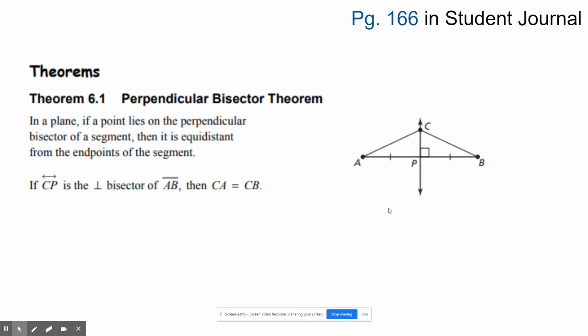So in our exploration, we discovered that if a point lies on the perpendicular bisector of a segment, then it is equidistant, which means the same distance away from the endpoints of the segment. So in this particular picture here, point C lies on the perpendicular bisector of line segment AB, which means that then these two line segments, the blue and the purple, must be congruent. Those lengths must be the same.